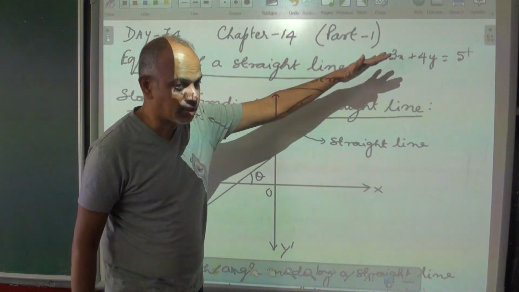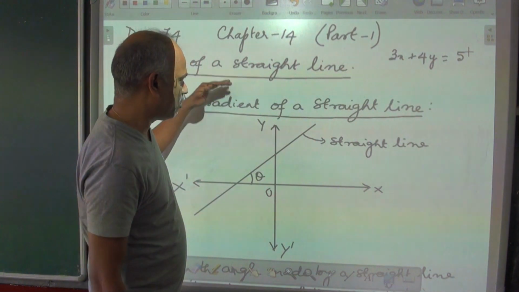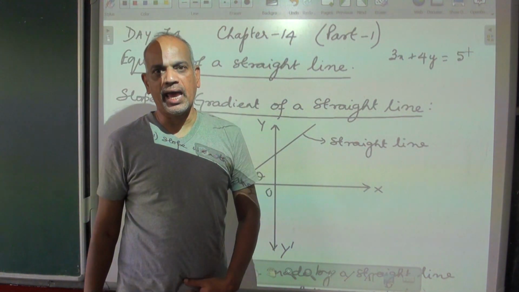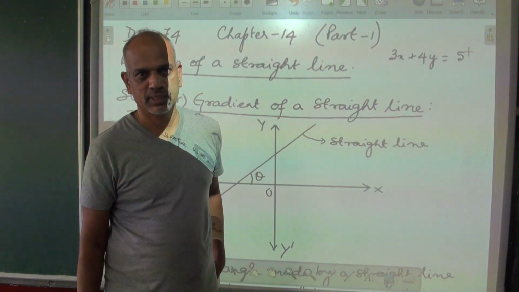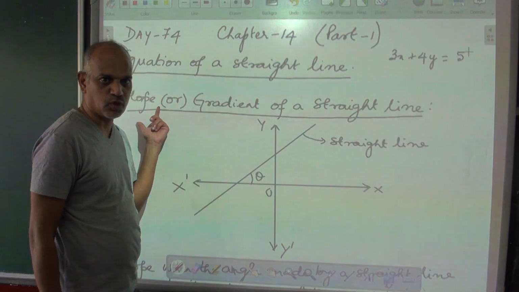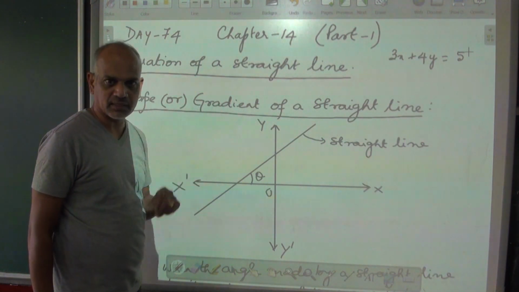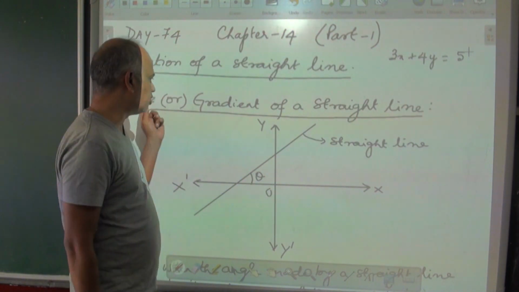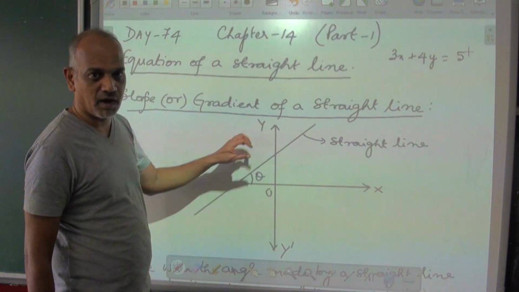Before we actually go to the equation of a straight line, there are a few things that you have to know. Every straight line has a slope. Slope is also called gradient. Slope, otherwise called gradient. How steep is the line gives you the slope or the gradient of a straight line.